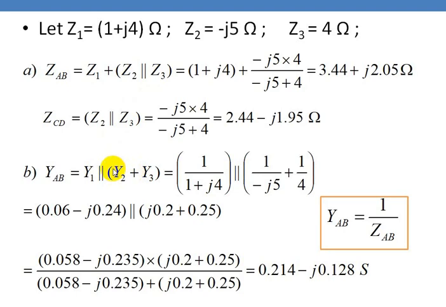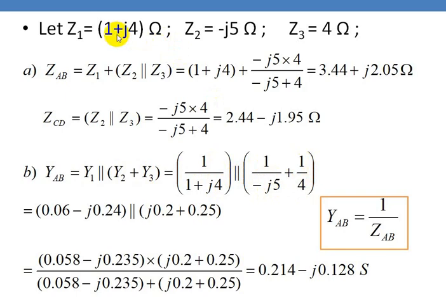In impedance, if any two impedances are in series, we will add. But here, admittances are in parallel: Y1 in parallel with Y2 plus Y3. So this gives 1 by 1 plus j4 as Y1, in parallel with Y2, which is 1 by minus j5, and Y3 is 1 by 4.